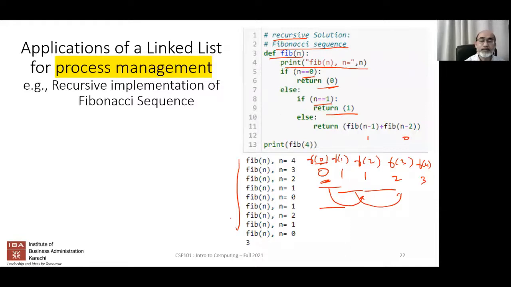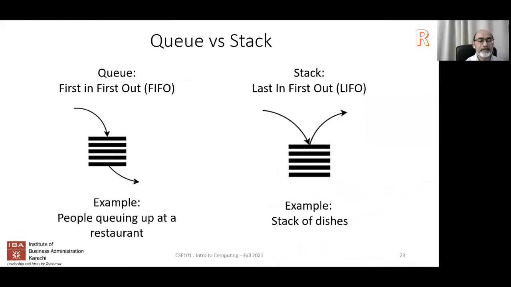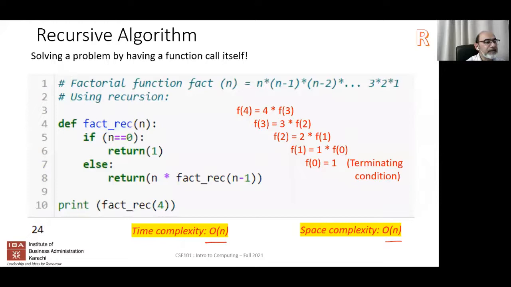So let's try to see how this whole process would be stored in memory. In order to understand that, let's do a bit of a review of some of the items we discussed some time back. We looked at the queue versus a stack: a FIFO queue versus a stack. Remember, a stack is last in, first out. And we looked at a recursive algorithm for doing factorial, which was a little simpler than Fibonacci. Factorial is simply n times n minus 1 times n minus 2 all the way till 1.